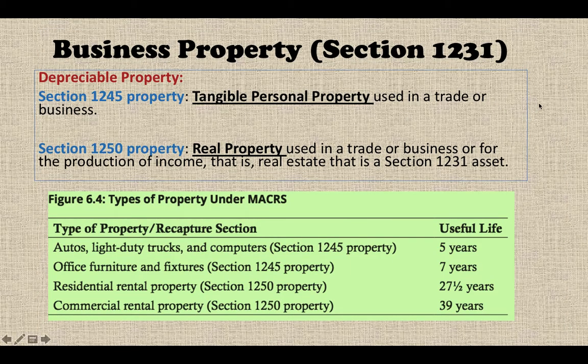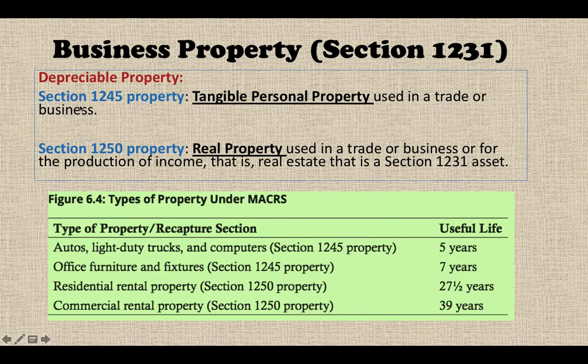When you talk about Section 1245 property and 1250 property, it's depreciable property, because their depreciation recapture is treated differently.